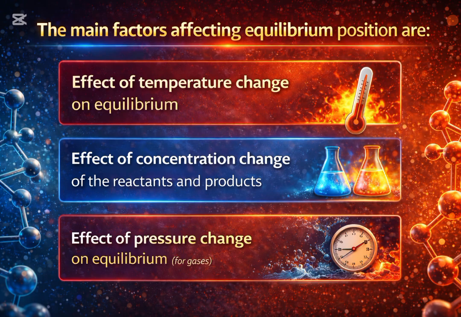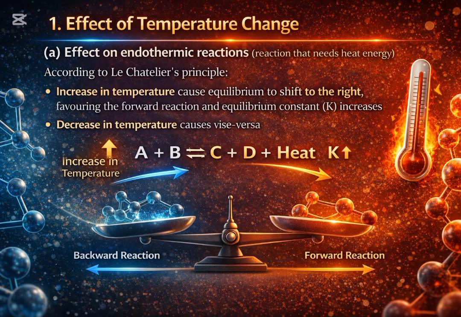Now, from the principle, the main factors affecting equilibrium positions are: number one, effect of temperature. Number two, effect of concentration, change of either the reactant or the product. The third one is the effect of pressure on change of equilibrium. Now, effect of pressure is only for gases. Let's take it one after the other. Number one, effect of temperature change.